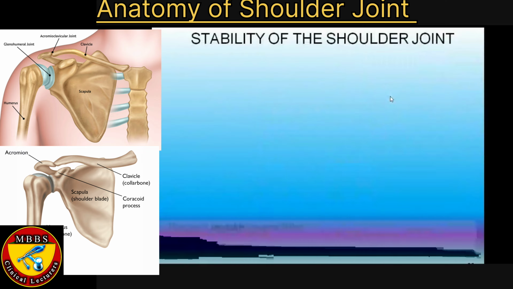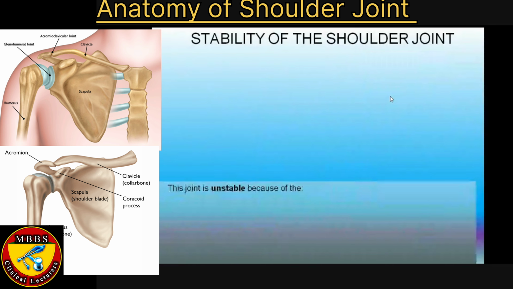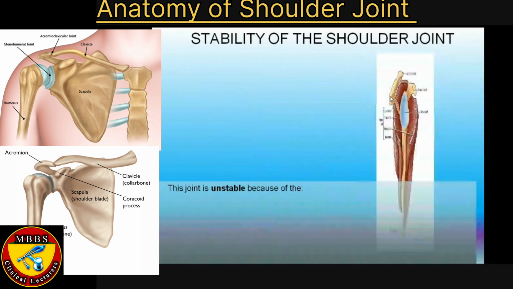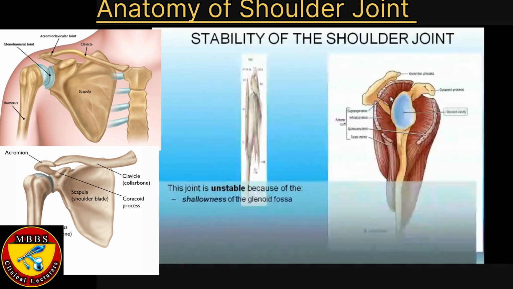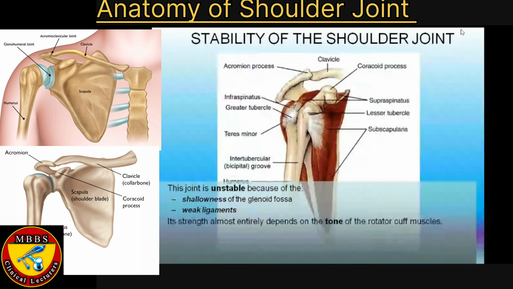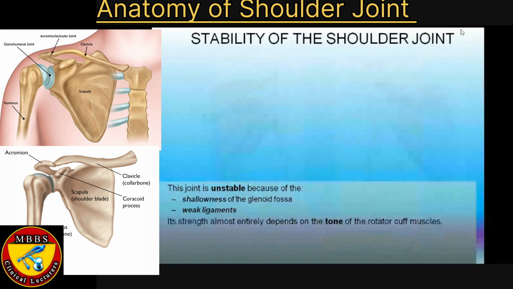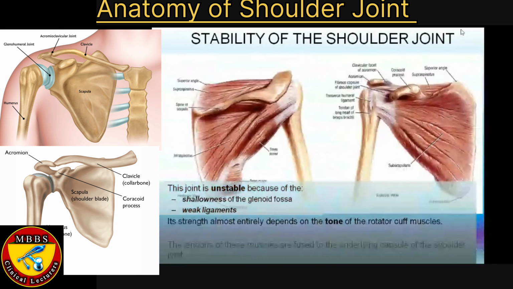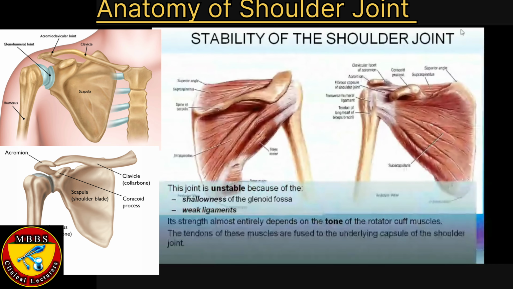When we talk about the stability of the shoulder joint, now this joint is unstable because of the shallowness of the glenoid fossa, the weak ligaments which are present, and its strength almost entirely depends on the tone of the rotator cuff muscles. The tendons of these muscles are fused to the underlying capsule of the shoulder joint, and the least supported part of the joint lies in the inferior location where it is unprotected by the muscles.